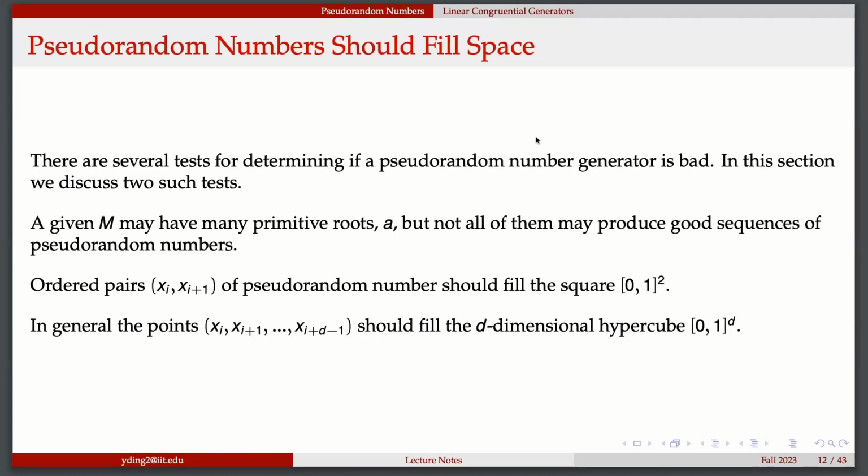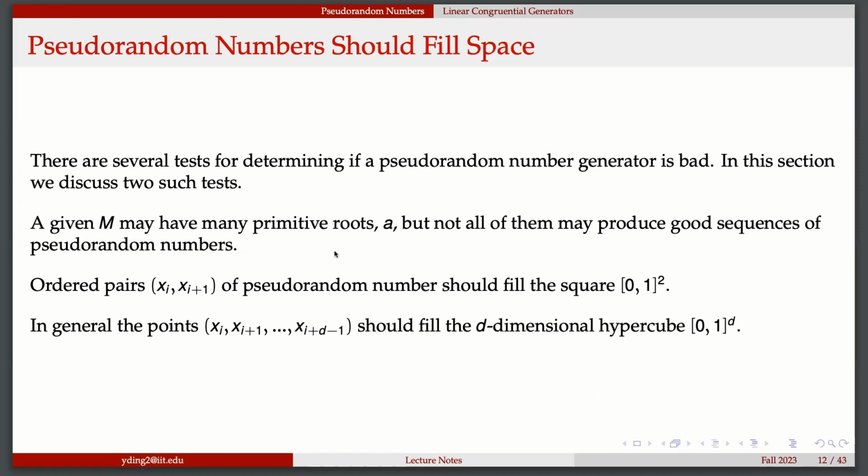Okay, then what is the idea of pseudo-random numbers? If we just consider the interval, of course, we want them to be evenly distributed. But it is better to show it in the square, or in the space, the hypercube, to show that if you order them, they can give good random numbers and fill the whole square. So we will discuss 2 tests, okay?